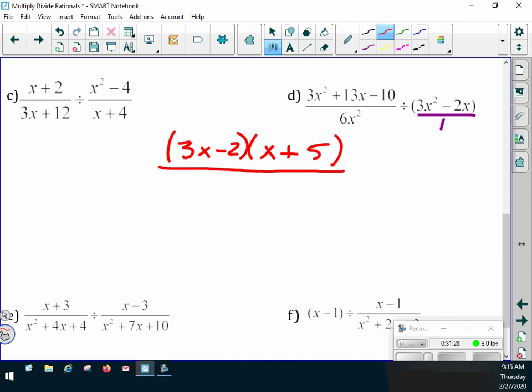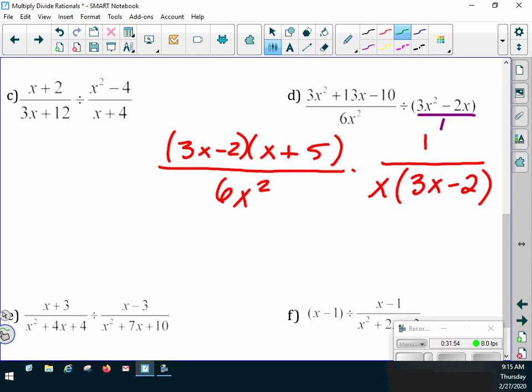Over 6x squared, times 1 over. Will that new denominator factor? How? There's a GCF of x. Good. X times. There you go. So the 3x minus 2 will factor out. And then 1 over the x, x plus 5 over 6x squared.